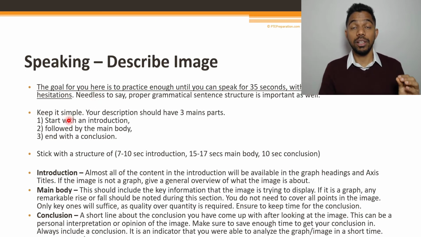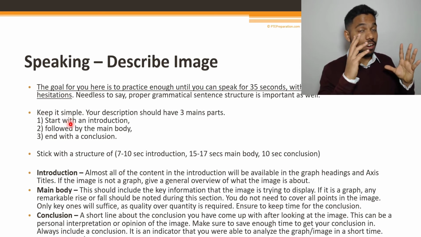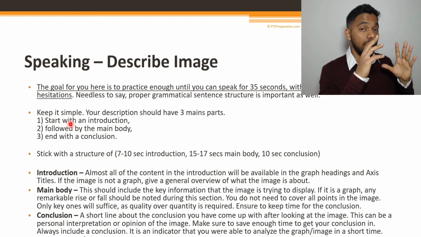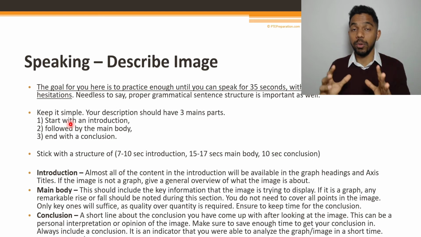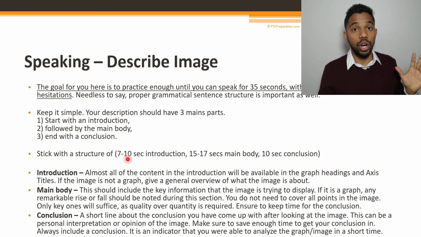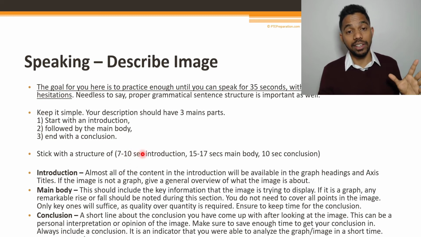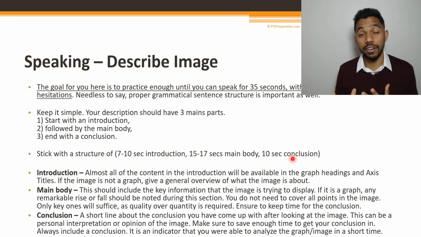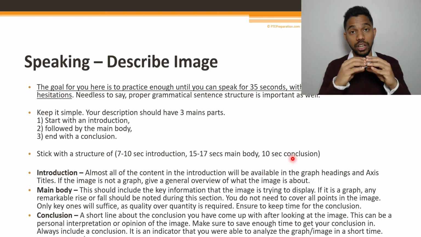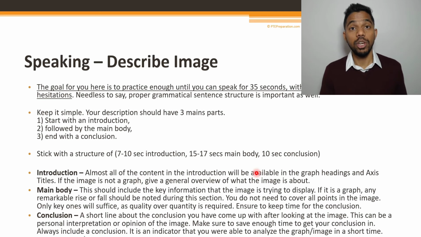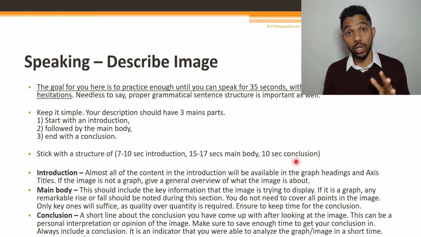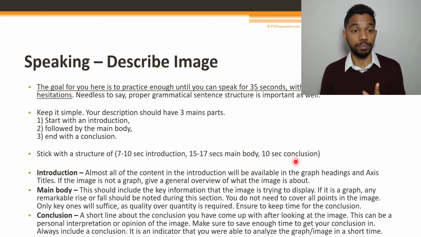So keep it simple and have 3 parts to your answer. You want to structure it so that every answer, no matter what image you get, you break it down into an introduction, main body, and conclusion. So your introduction is around 7 to 10 seconds, your main body is 15 to 17 seconds, and your conclusion is roughly around 10 seconds. So as long as you stick to this structure and this time frame, you'll ensure that you complete your answers in time and you are presenting it in the best possible manner, and you're always ensuring you leave some time for the conclusion.